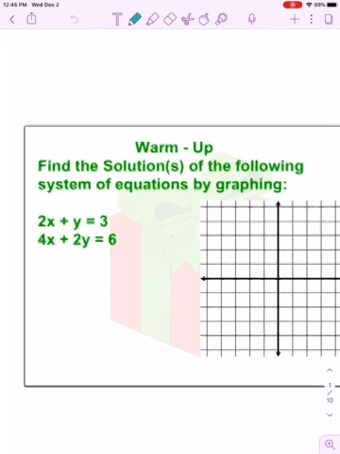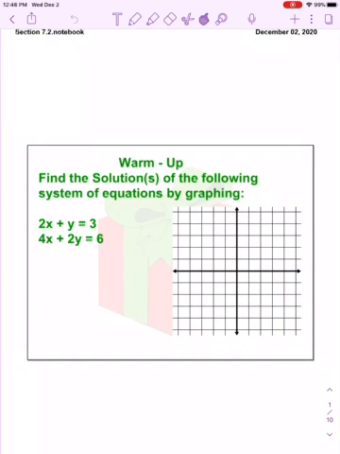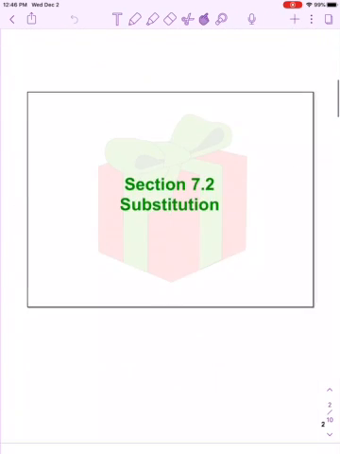All right, this is 7-2. You can do this one on your own. You can either do it by hand or put it into Desmos, but you can go ahead and do this warm up on your own. Solving by graphing, remember you're looking for where the two lines intersect.